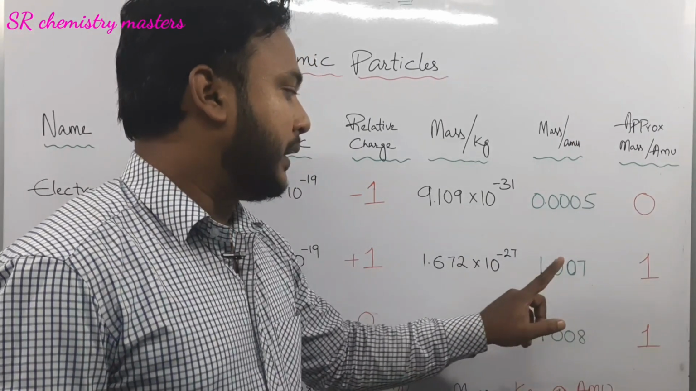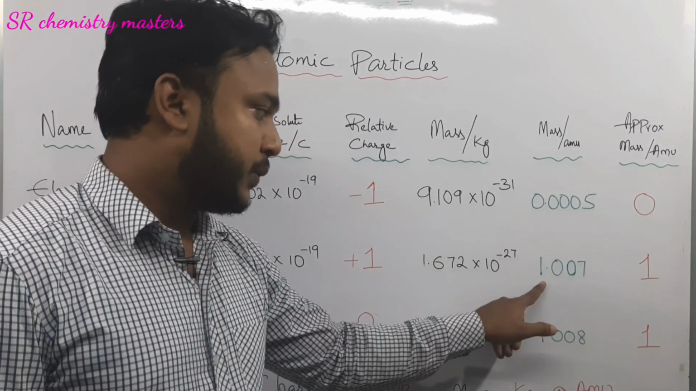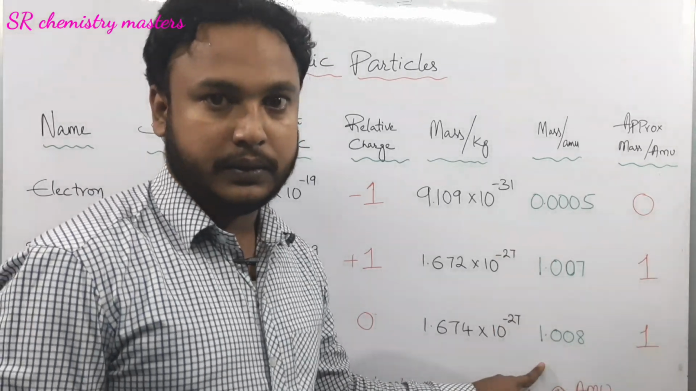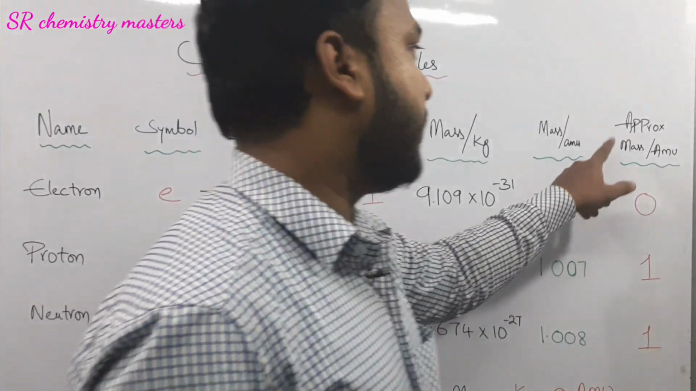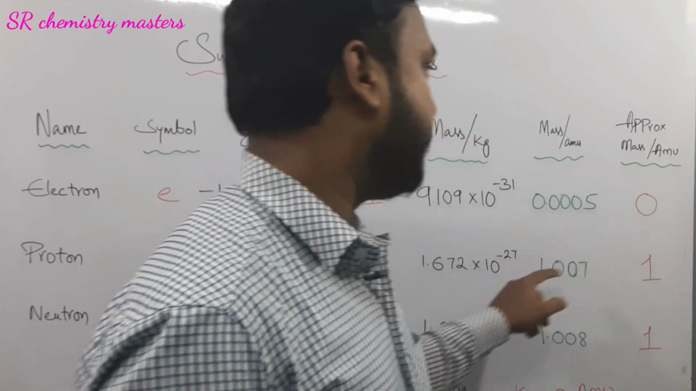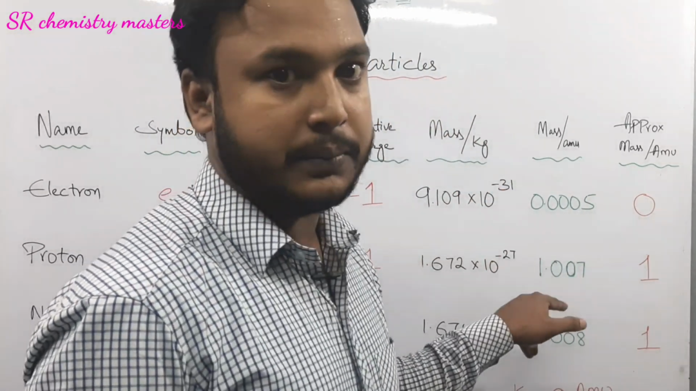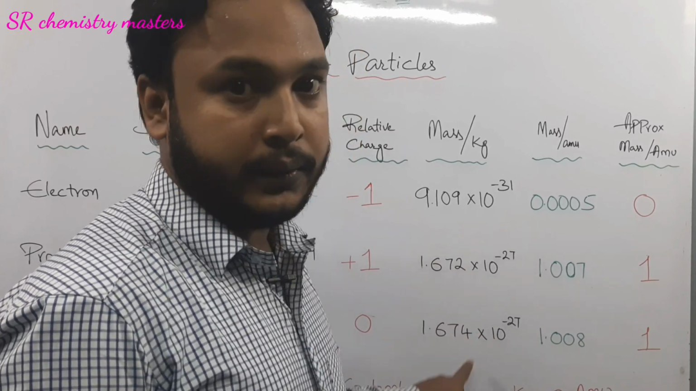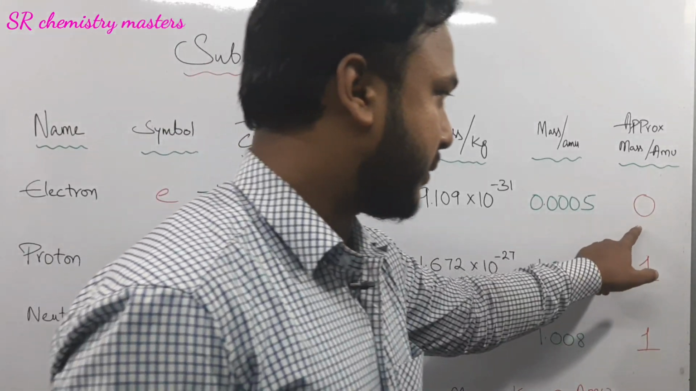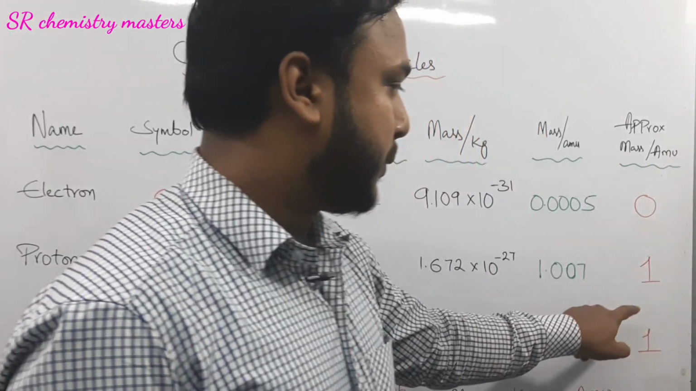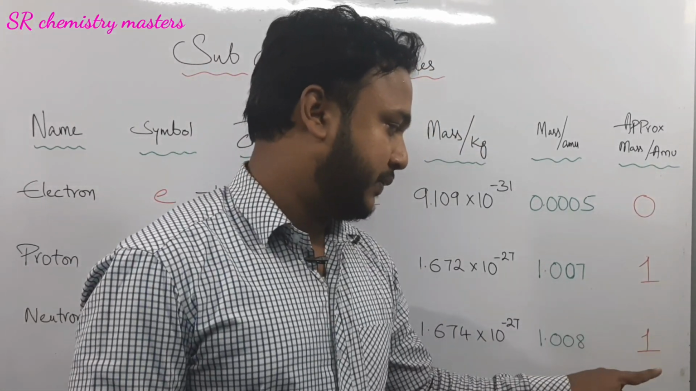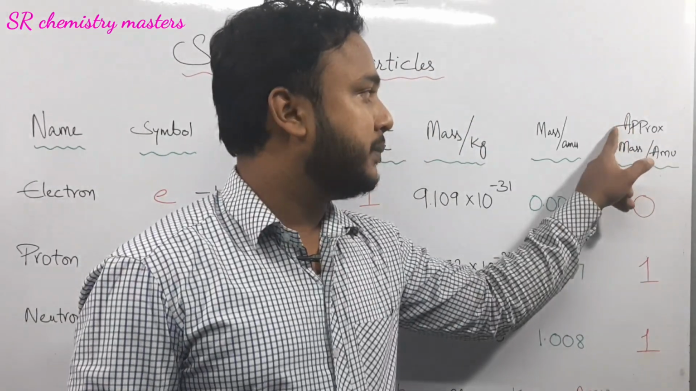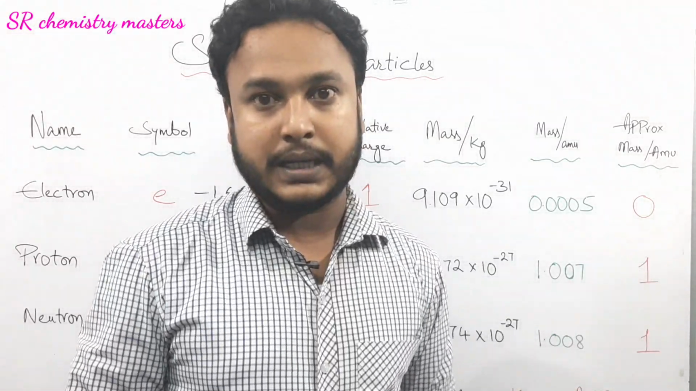And remember, approximately the mass of proton is equal to the mass of neutron. And approximate mass, as you see here, the mass of electron is negligible when compared to the mass of the proton and neutron. So the mass of electron is 0, mass of proton is 1 and mass of neutron is 1 approximately in terms of atomic mass unit.